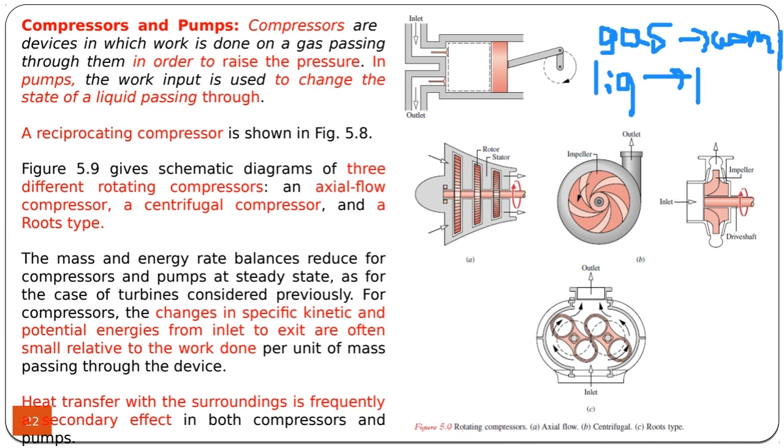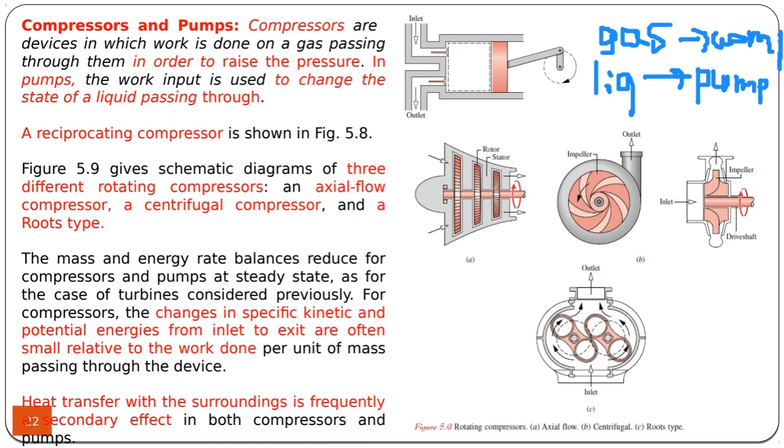So if you want to increase the pressure of, for instance, air, you need to use a compressor. Otherwise, if you want to pressurize water, for instance, you need to use a pump. But in both cases, the objective of the device is to increase the pressure. There can be several kinds of compressors. For instance, the first type shown here is the reciprocating compressor.